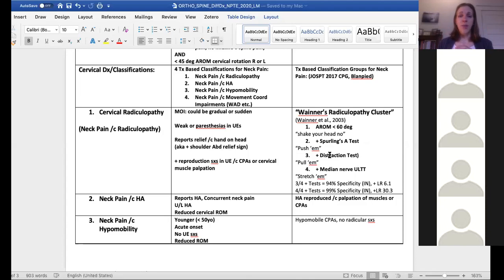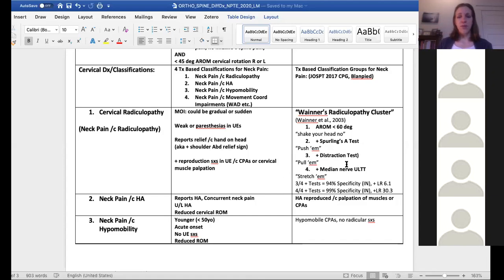So in neck pain, we have 4 different treatment-based classifications, and they are neck pain with radiculopathy or radicular symptoms, so some sort of arm symptom, neck pain with headache, neck pain with hypomobility at a segment, usually a single segment or single facet joint, and neck pain with movement coordination impairments. This can include whiplash-associated disorder and other associated disorders. It doesn't have to be whiplash, but whiplash will be classified in this category.